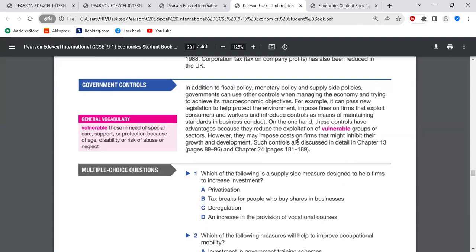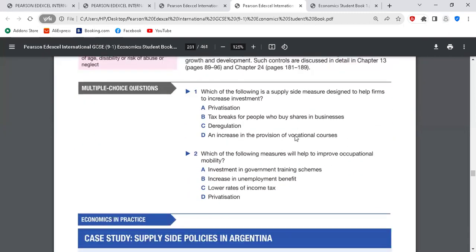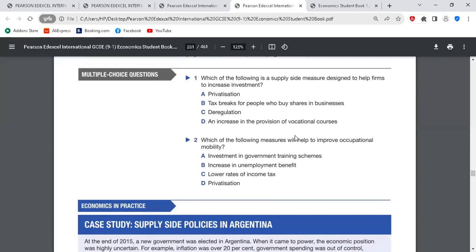No. Go to the questions now. Question 1: Which of the following is a supply side measure designed to help firms to increase investment? Is it tax breaks? Yes, tax breaks, because it gives them the incentive to buy shares.